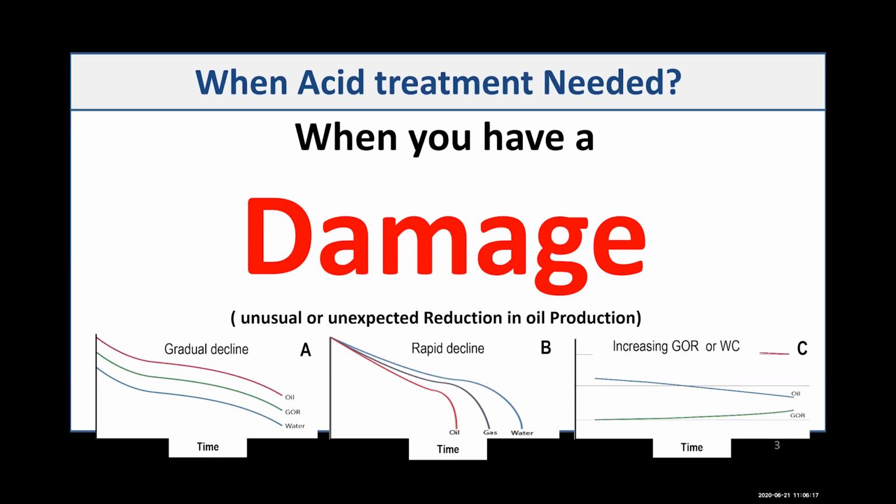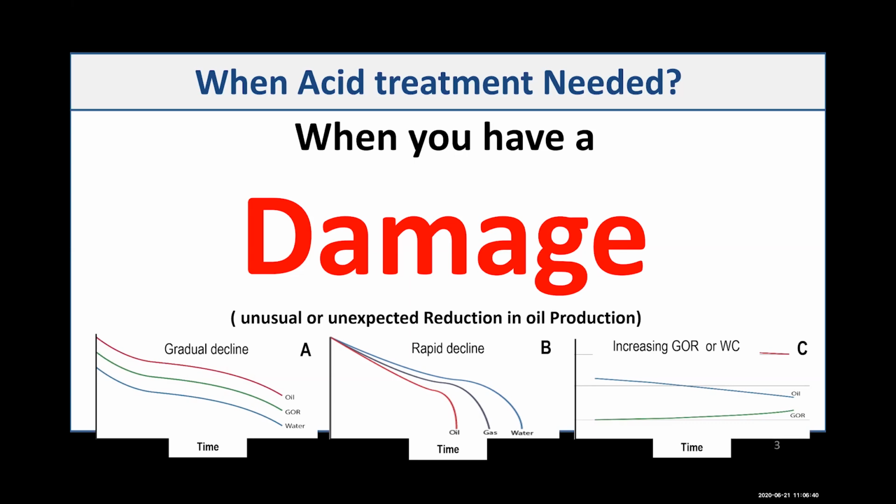And this can build slowly with time, and the decline in oil and gas production will be slow. A second one can be really rapid and can happen suddenly. That happens when you are plugging your formation, plugging your perforations, or actually plugging your tubing. This can happen very quickly and very extensively.